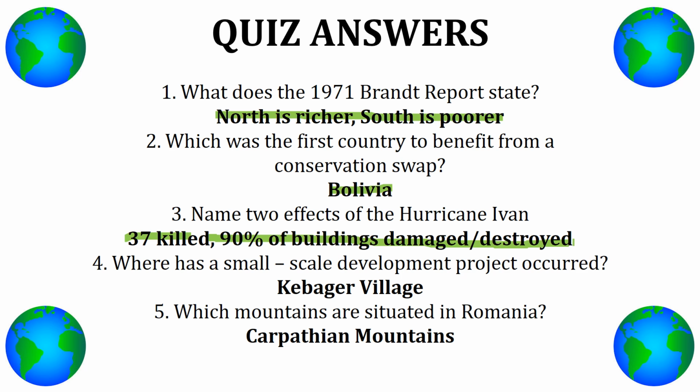Where has a small-scale development project occurred? Kabaja village, or if you just said Uganda, that's fine, but it's always better to specify. And finally, which mountains are situated in Romania? In Romania, that's the Carpathian Mountains.